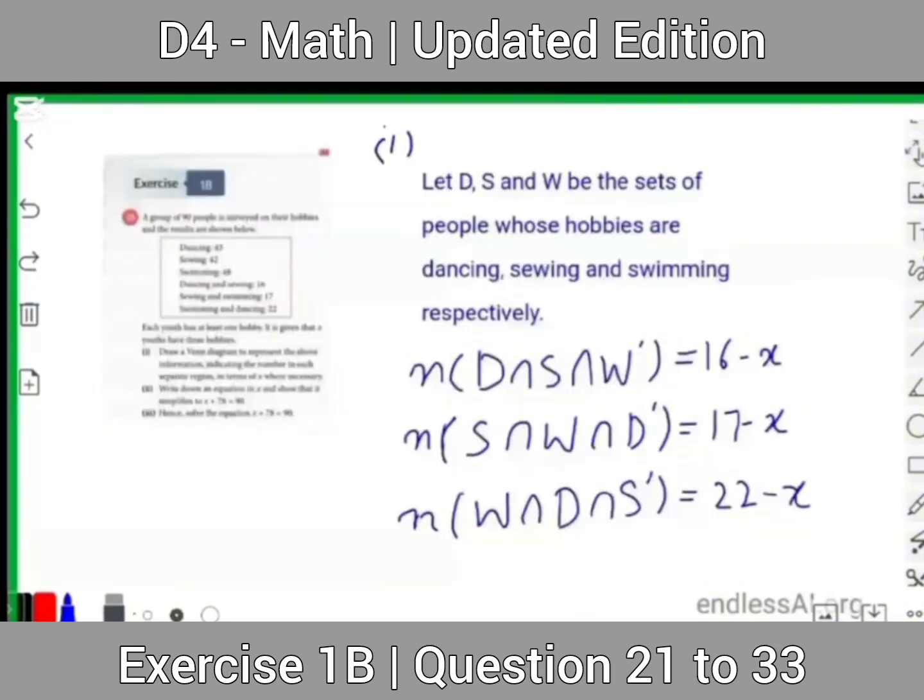Question 29 statement says, a group of 90 people is surveyed on their hobbies, and the results are shown below. Dancing 43, sewing 42, swimming 48, dancing and sewing 16, sewing and swimming 17, and swimming and dancing 22. Each youth has at least one hobby. It is given that X youths have 3 hobbies.